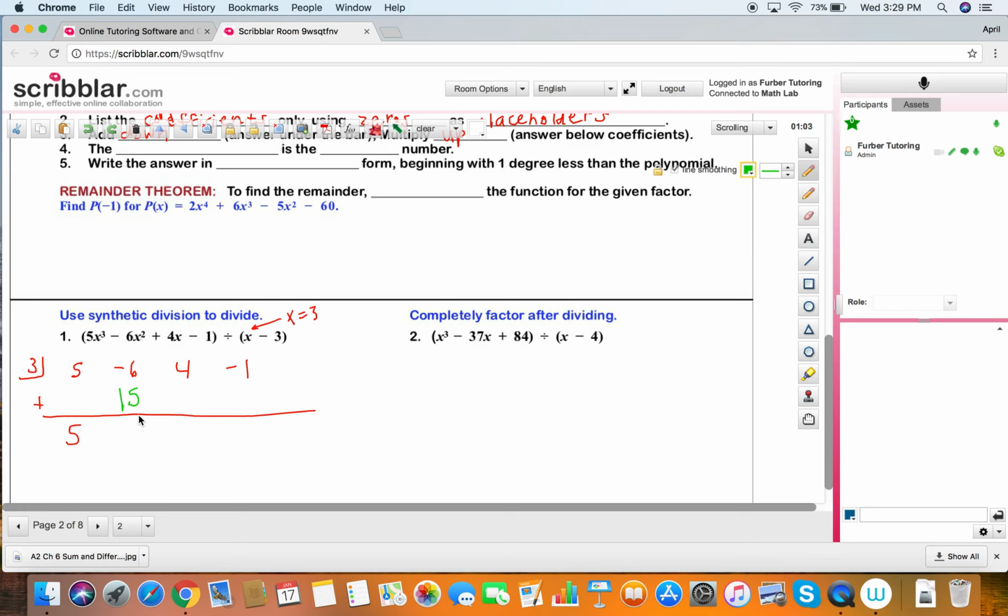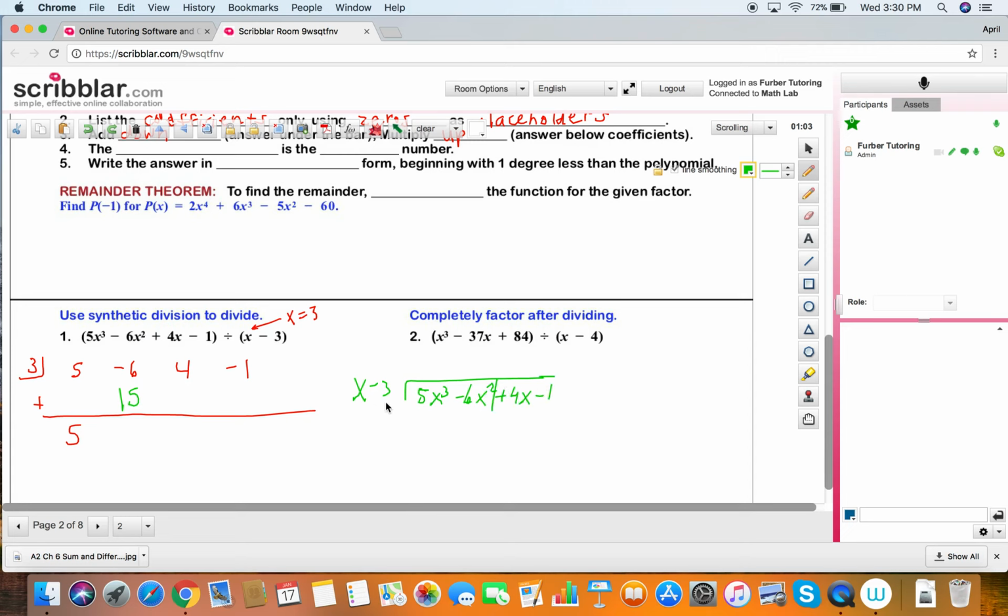coefficients. Because essentially, if I was doing long division, the first time that I put something up here, this would be where it would go. For example, if I was doing this with long division, you would see really quickly where these numbers are coming from.